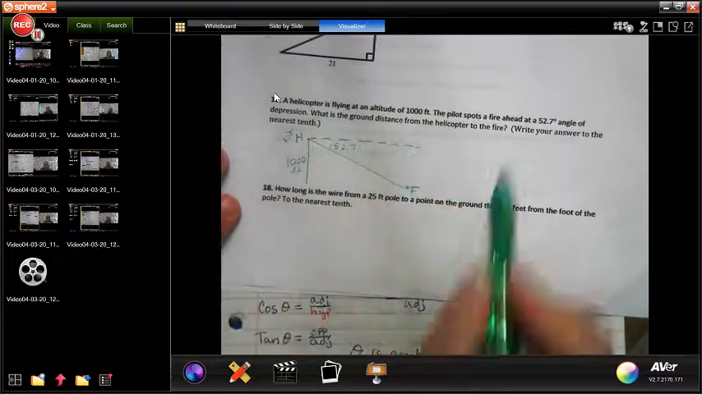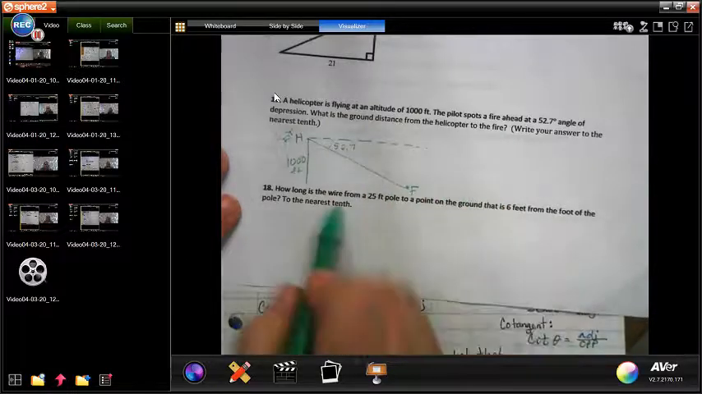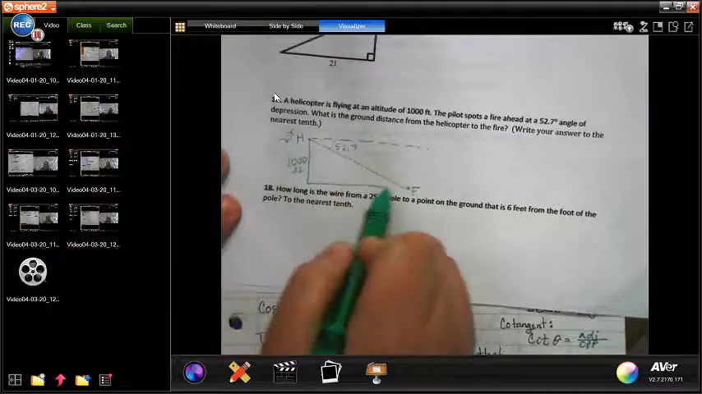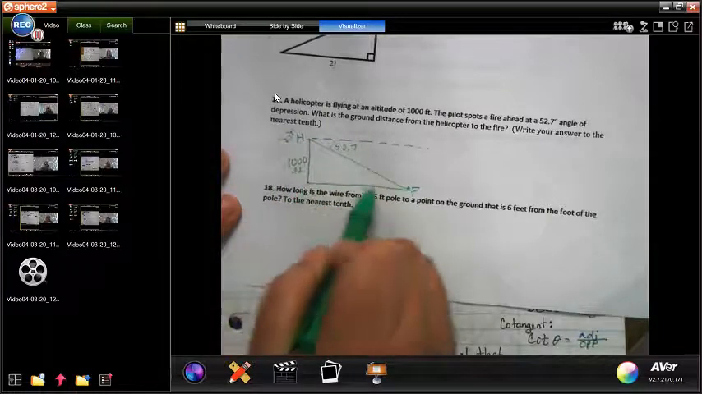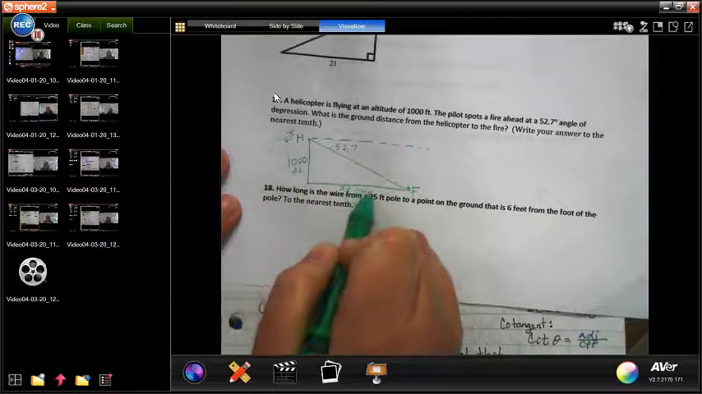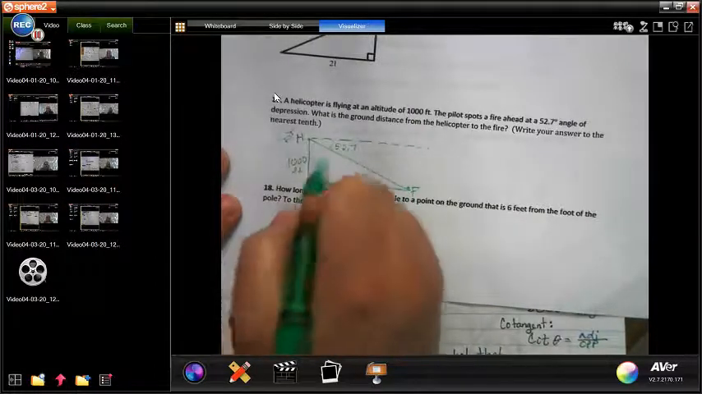Okay. It says, what is the ground distance from the helicopter to the fire? So actually, ground distance. The helicopter is right here, right above this spot. The ground is right here. Okay. And we need to find the ground distance.